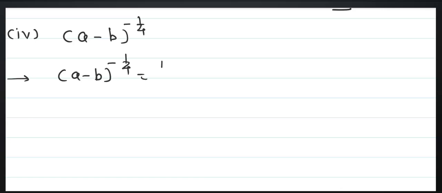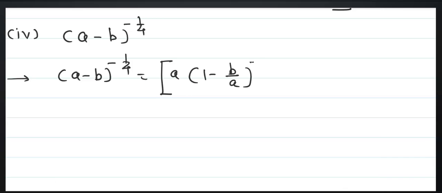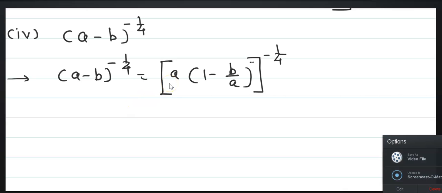Next is B upon 4A. Now the next example is A minus B bracket raised to minus 1 by 4. Again, for every example, we take A as a common. If you take A as a common, then in bracket you will get A in bracket 1 minus B upon A bracket raised to minus 1 upon 4.